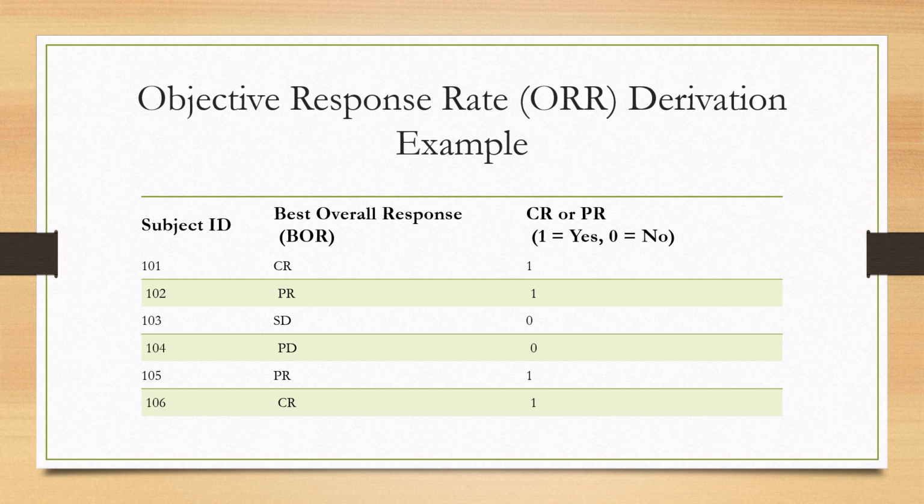And if we want to count the number of subjects with CR or PR, which is our numerator, it will be 4. 2 subjects for CR, 2 subjects for PR. So the ORR will be 4 divided by 6 multiplied by 100, which will come out to be 66.67%. So what does this value, 66.67%, mean? This means that 66.67% of the evaluable subjects experience either a complete or a partial response to the treatment.